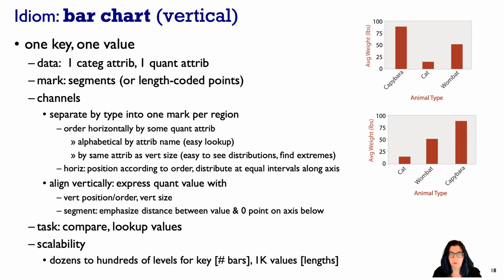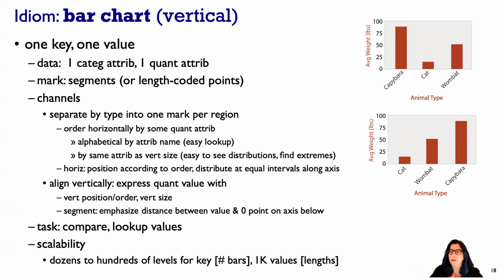What's nice about alphabetical ordering by name is it's incredibly easy to look things up. If you know what you're looking for, you can find it in that list. But if we use a different ordering where we use the same attribute that we use for the vertical size coding to actually order them, well, then it's really easy to see distributions, much easier to understand the distribution, or, for example, to find extreme values. So horizontally, what we've done is we've positioned according to that order that we picked, and then we're just distributing along the axis at equal intervals. So the horizontal position is arising from our choice of horizontal ordering.